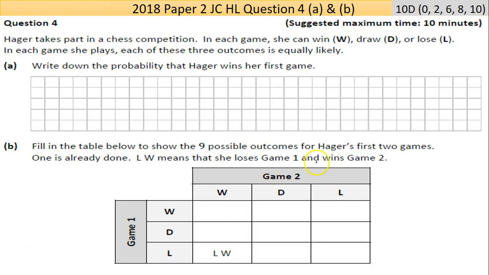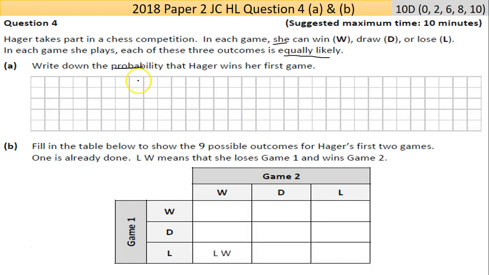This is obviously a probability question, okay, as it says probability. So this person takes part in a chess competition. In each game, she can win, we represent that with a W, draw a D, and lose an L. In each game she plays, each of these three outcomes is equally likely. Write down the probability that Hagar wins her first game.